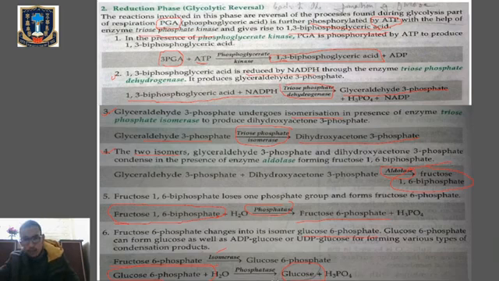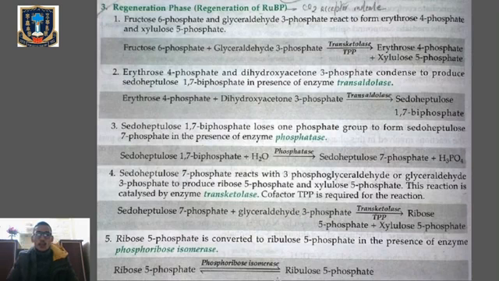Now let's talk about the last phase, which is called the regeneration phase, where there will be regeneration of RuBP, the carbon dioxide acceptor molecule. Okay. So here what happens is that the fructose 6-phosphate and the glyceraldehyde 3-phosphate. Okay, look over here, the first one. So in this particular regeneration phase of the C3 cycle, the fructose 6-phosphate and the glyceraldehyde 3-phosphate will react to form erythrose 4-phosphate and xylulose 5-phosphate.